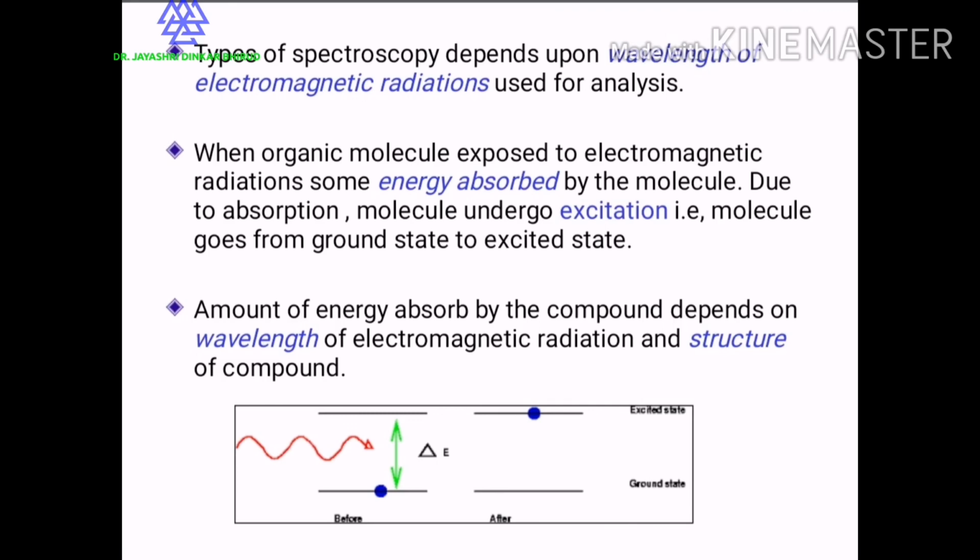When an organic molecule is exposed to electromagnetic radiation, some energy is absorbed by the molecule. Due to absorption, the molecule undergoes excitation, that is, the molecule goes from ground state to excited state. The amount of energy absorbed by the compound depends upon the wavelength of electromagnetic radiation and the structure of the compound.